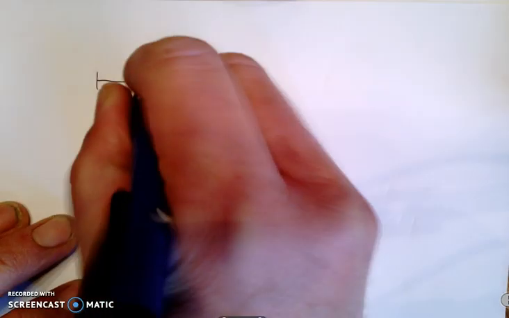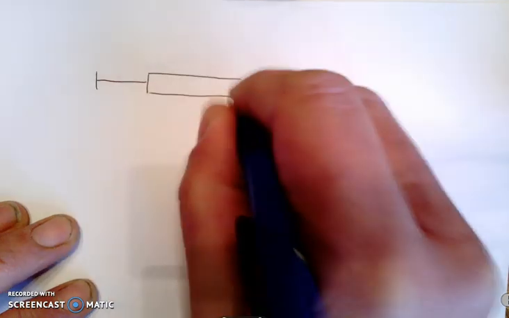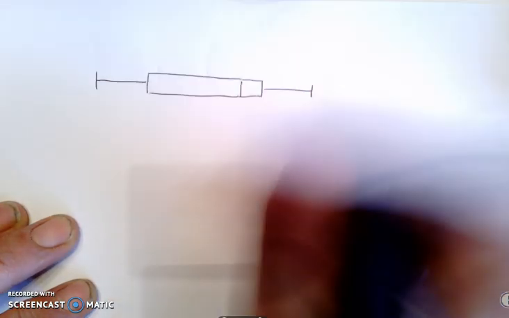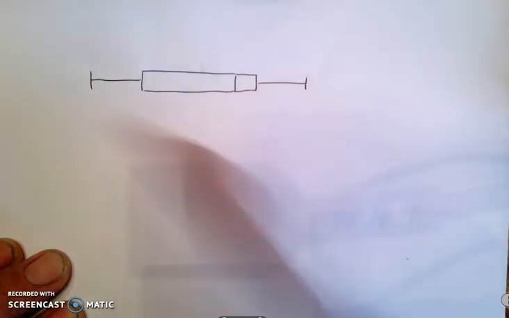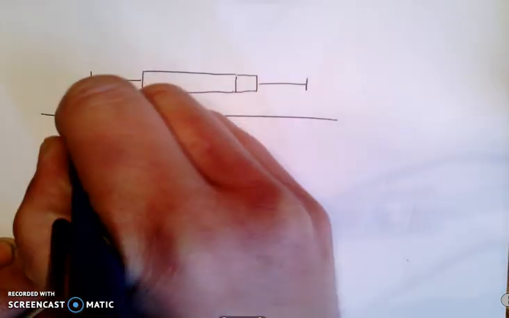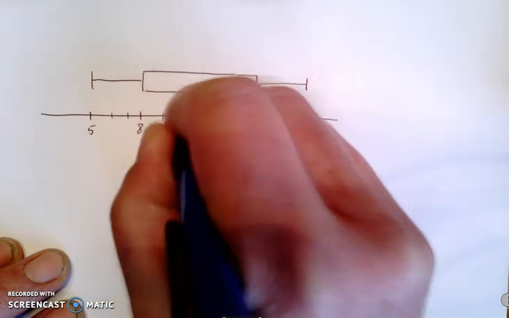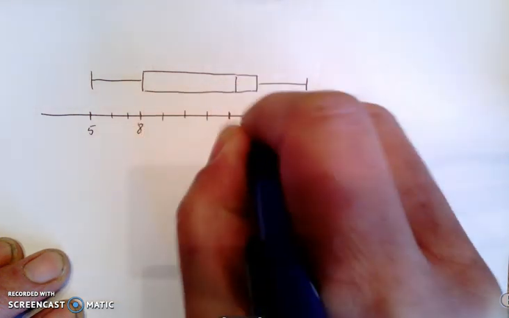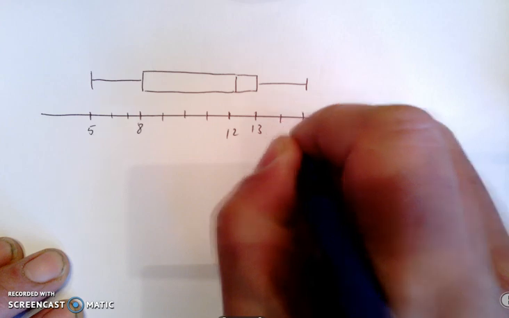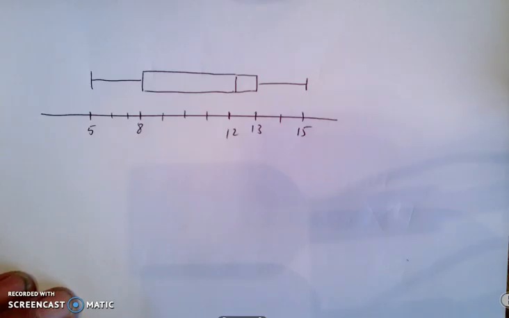Okay, so let's go and draw our own box and whisker plot, and we'll talk about it on here. All right, so there's a box and whiskers plot. Usually you have a number line under here. Let's say that was 5, 6, 7, that's 8, 9, 10, 11, 12, 13, 14, and let's say 15.